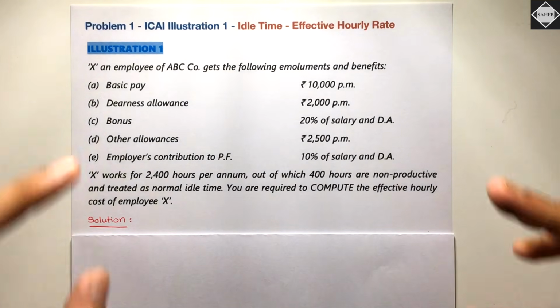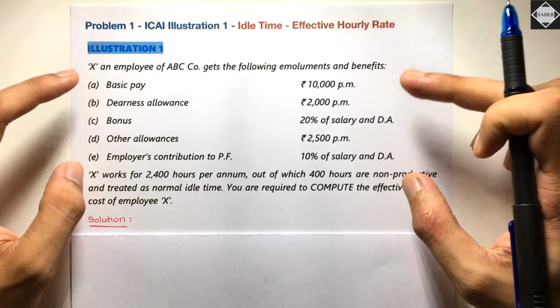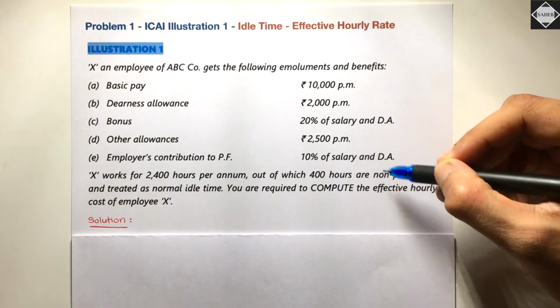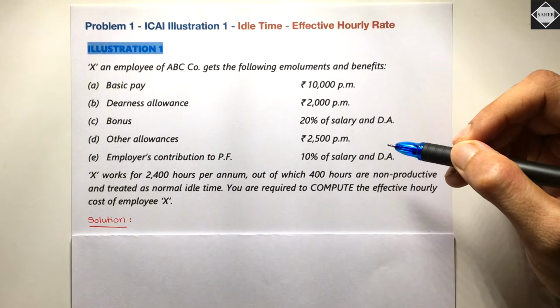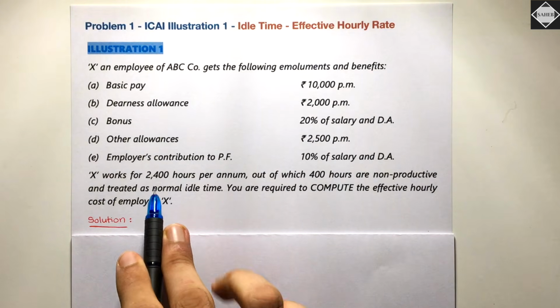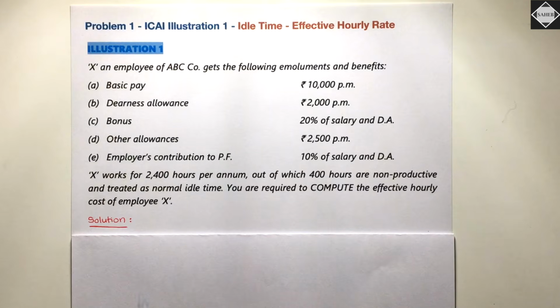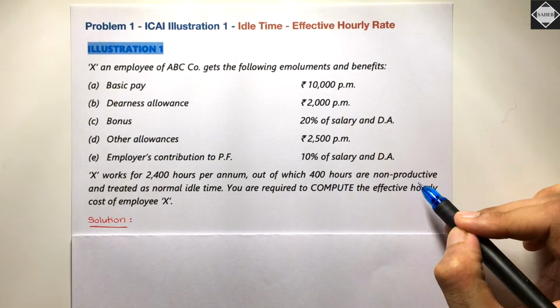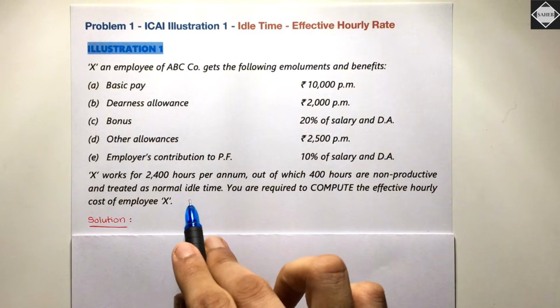Fine. So all this entire thing is what? Labor cost. Here the per month figures are given, so you have to convert them to per annum. See here, X works for 2,400 hours per annum. They have given you hours per annum, so you have to convert all this into yearly figures, out of which 400 hours are non-productive and treated as normal idle time.